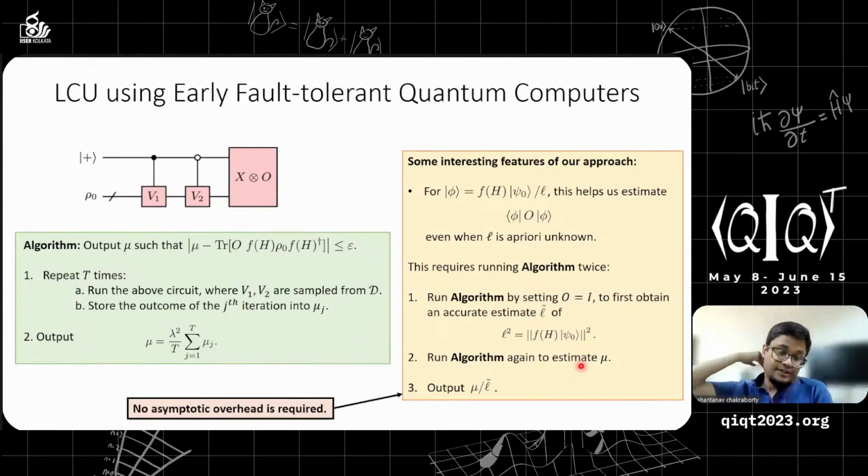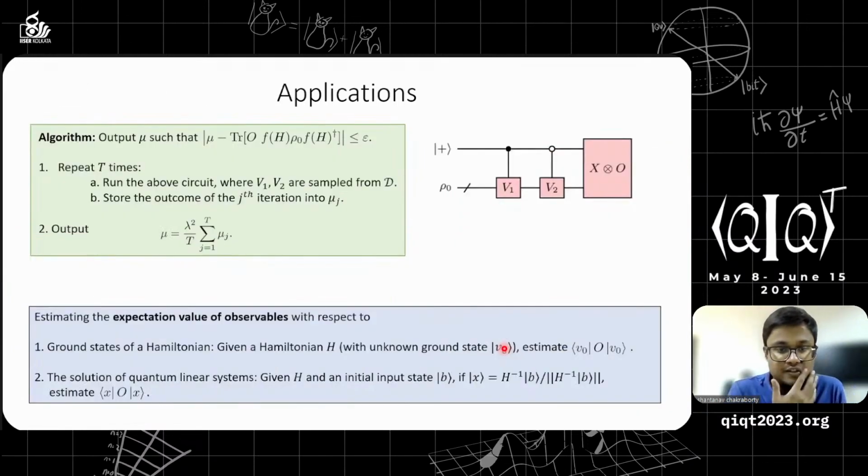Okay, the interesting fact is that this algorithm works even when you have no knowledge of what the norm is. Even if you have no knowledge of this quantity, the algorithm still works. And what we can also show is that even if you had exact knowledge of this quantity, your cost would have been no different. The asymptotic cost would have been no different from what we get. All right.